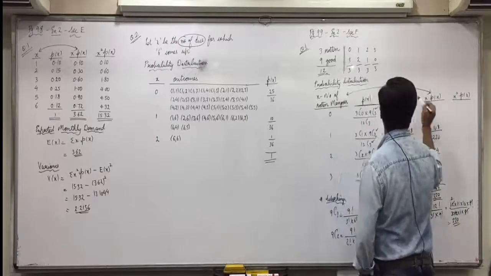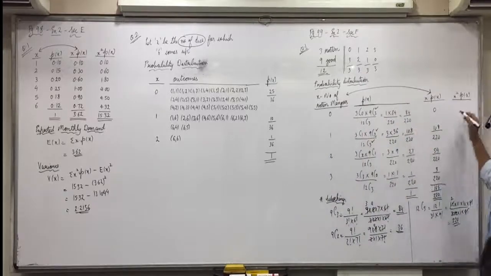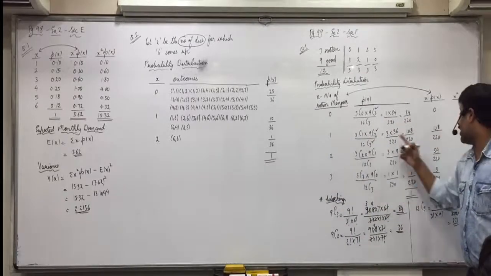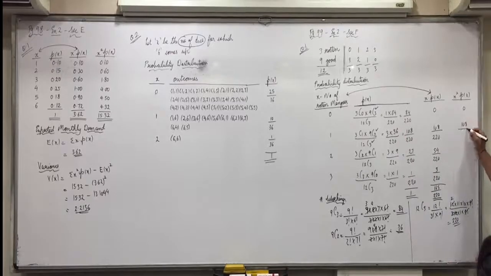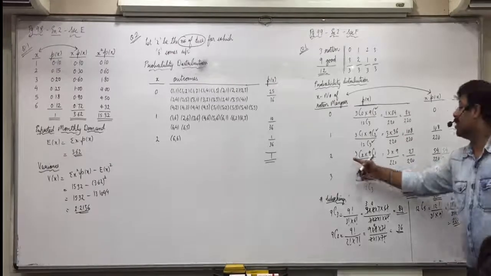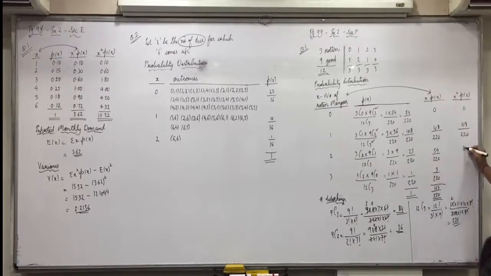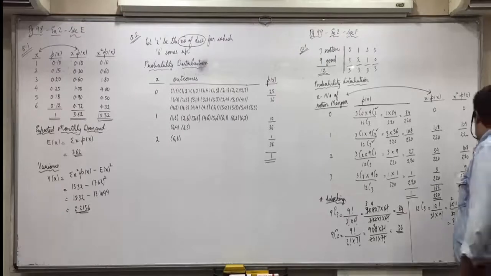x p(x) into x. So 0 into 0, 0. 1 into 108, 108 by 220. 2 into 54, 108 by 220. 3 into 3, 9 by 220. 108 into 2, 216 plus 9, 225 by 220. 225 by 220. Alright everyone?